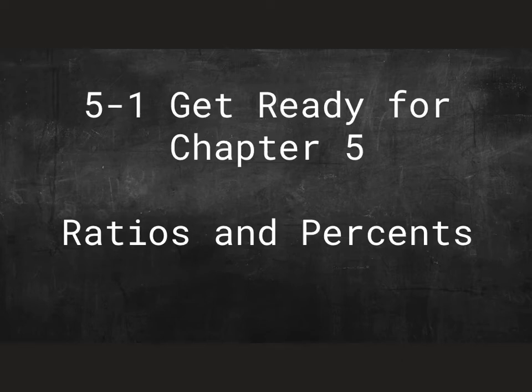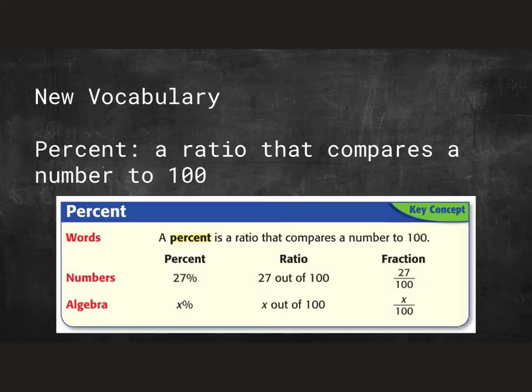Hi, 7th graders. Here we're going to get ready for Chapter 5 by doing a quick review of ratios and percents. Our new vocabulary for today is just percent, which is a ratio that compares a number to 100. So a percent example is 27%. The ratio is 27 out of 100, and the fraction is 27 over 100. Those three numbers are saying the same thing in three different ways.